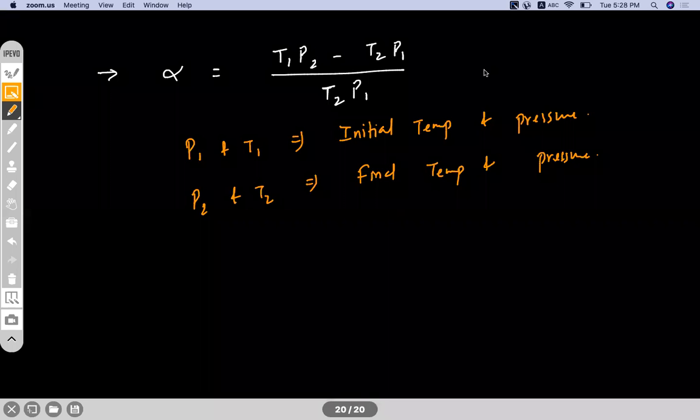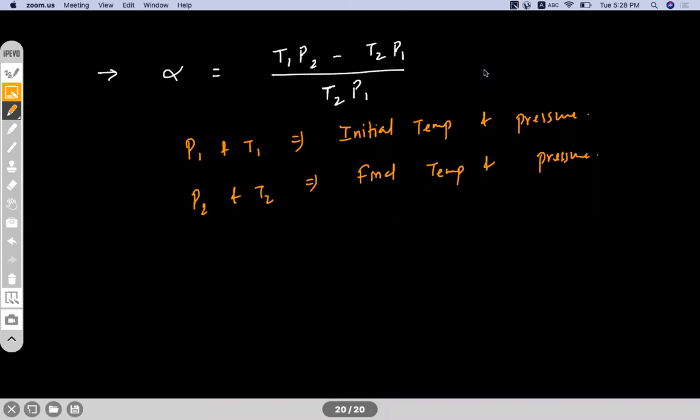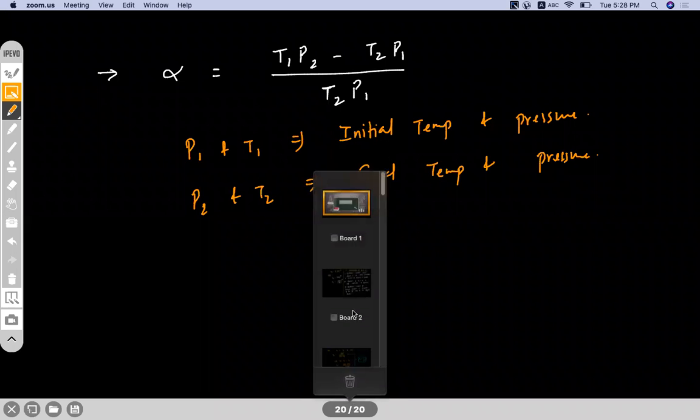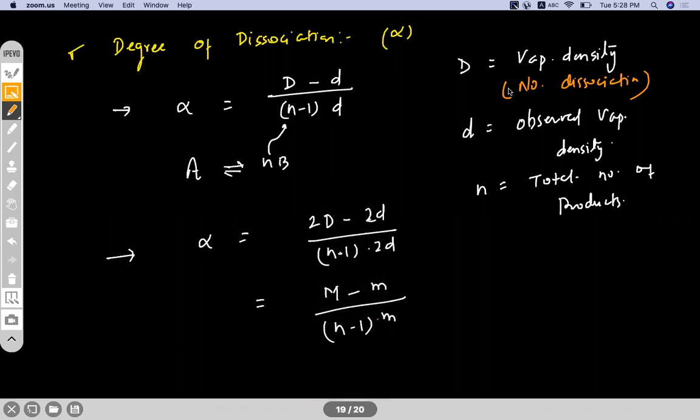Yes, got it. I didn't get your point. No dissociation before vapor density. Below. Yes.